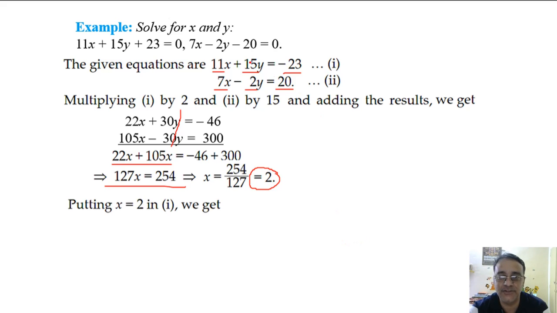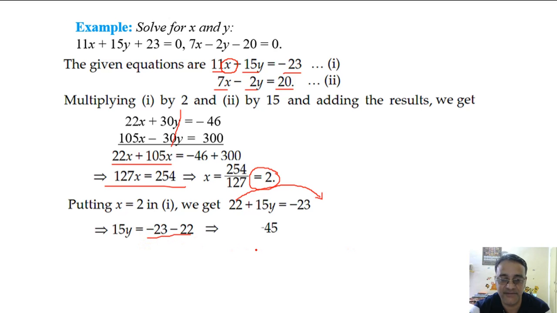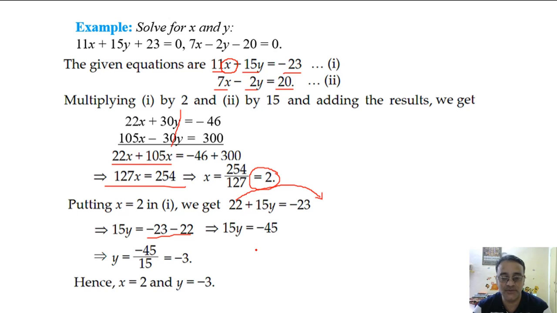So we are substituting in the first equation here. So 11 into 2 plus 15y is equal to -23. Now shift 22 to this side, it will become -22, and this is -45. So what is the value of y? -3. Right. So hence the required solution is x = 2 and y = -3.